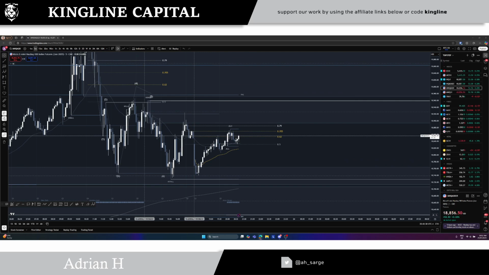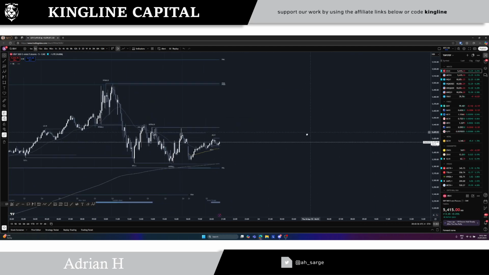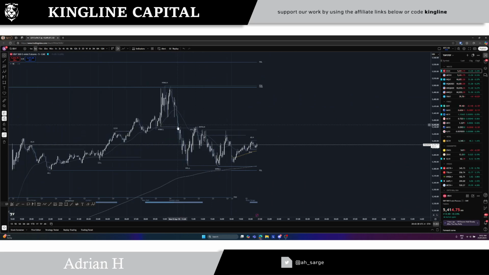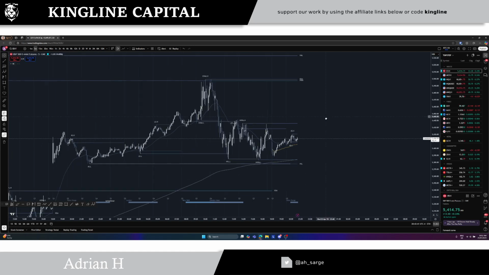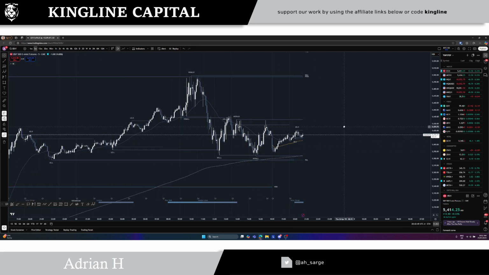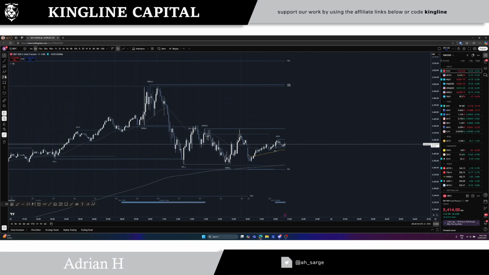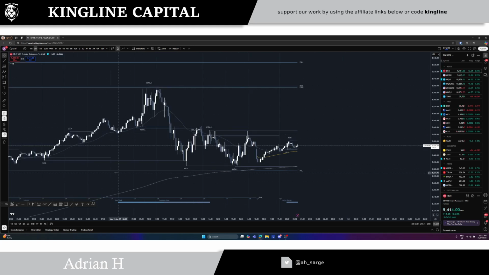Let's take a look at ES and Dow as well. Getting a bit of a range. Same thing here, 1, 2, 3, 4, 5. Sweep of 3. The question now is, if we're targeting NYPM low, how high are we going to get first?